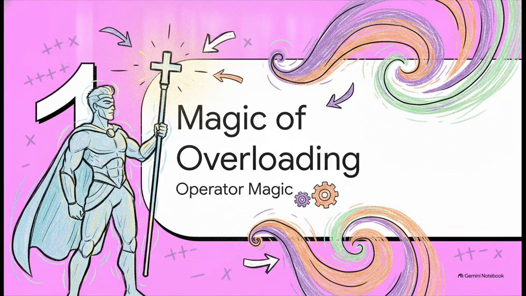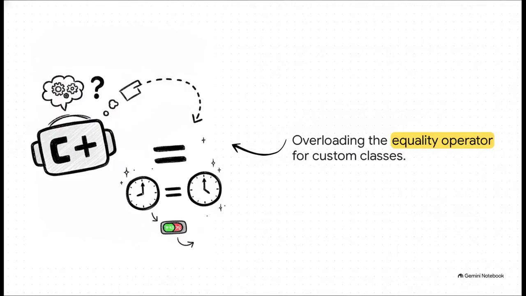All right, jumping right into section 1, the magic of overloading. Notice how we declare a function here named operator equals equals. What we're doing is literally teaching the C++ compiler exactly what to do when it sees a double equal sign sitting between two clock objects. Instead of the compiler throwing a fit and giving you an error because it doesn't know how to compare custom clocks, it looks at this specific function, checks the hours, minutes, and seconds, and just returns a Boolean. It feels a bit like magic, but you're entirely in control.